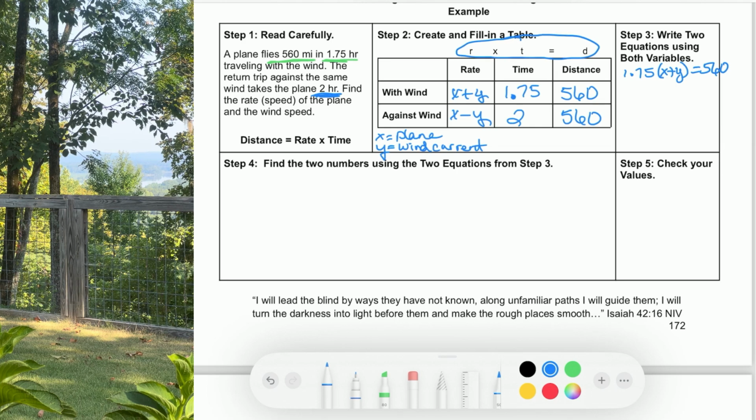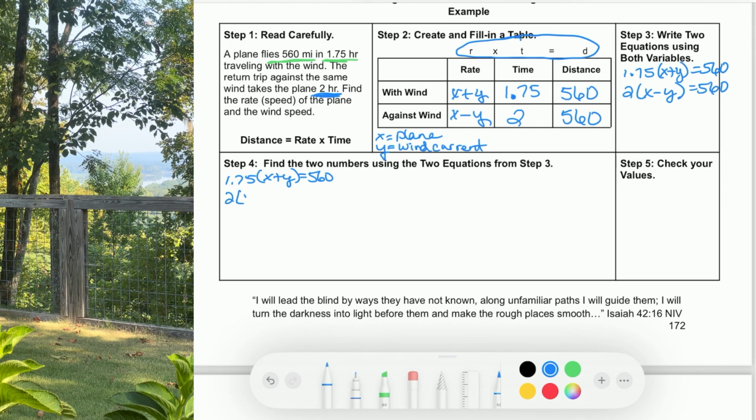So again, we're using this up here: the rate times the time gives us that distance. That's why I have it set up the way I do. Let's write our other one. We have 2 times X minus Y equals 560. Okay, so I'm going to rewrite them over here. 1.75 times X plus Y equals 560. And then I have 2 times X minus Y equals 560.